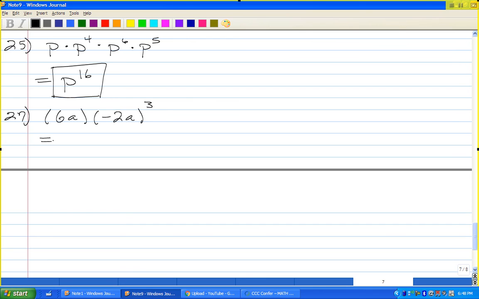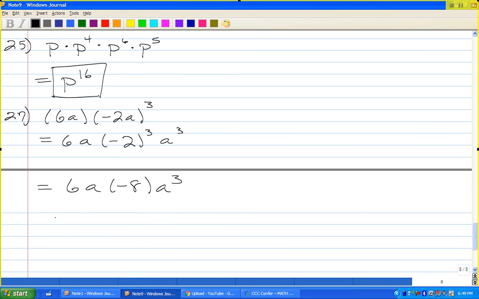Let me raise everything inside the parentheses to the power 3. So this is 6 times a times negative 2 cubed times a cubed. 6a. Negative 2 cubed is negative 8 times a cubed. Positive times negative is negative. 6 times 8, 48. I have the same base a, and I'm multiplying, so let me add exponents. 1 plus 3 is 4. So negative 48 a to the 4.